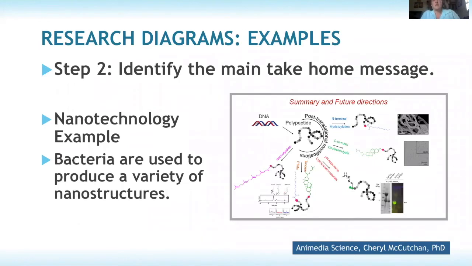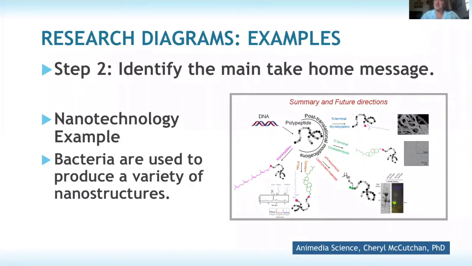Okay, and so talking to this scientist, he gave me a few diagrams he'd put together for his slides, for his talks, and trying to explain this. And so he and I chatted for a while, and after talking to him, what I came away as the main take-home message was, bacteria are used to produce a variety of nanostructures. And so do you see how simple that statement is?